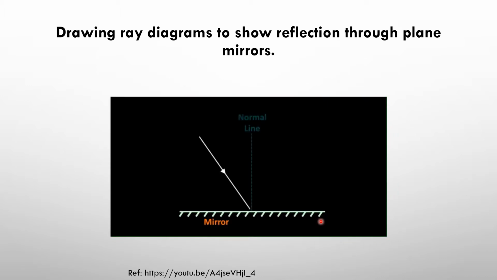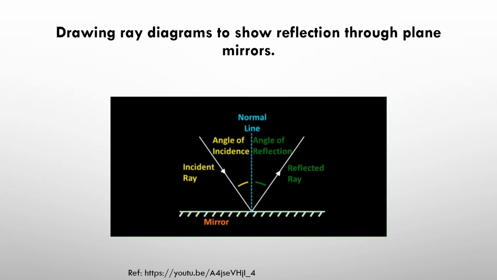So let's see how this reflection is drawn in the ray diagram. Here the light ray that comes from the source of light is called the incident ray, and it hits the surface and bounces back to the same medium. This bouncing ray is called the reflected ray.